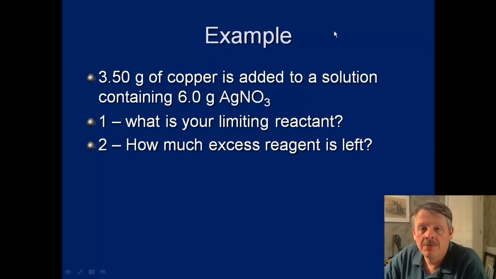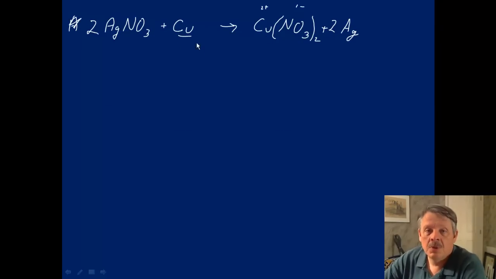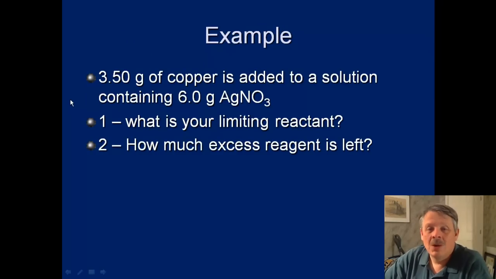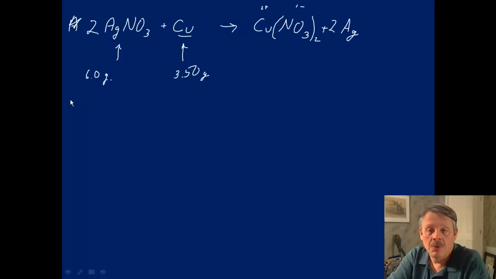I have 3.50 grams of copper and 6.0 grams of the silver nitrate. Right. And the question is, what is the question? What's your limiting reactant? Well, it doesn't tell us whether to use silver or copper nitrate as our target. Does it matter? No, it doesn't. And how much excess reactant is left? Again, it doesn't matter what we go to figure this out.